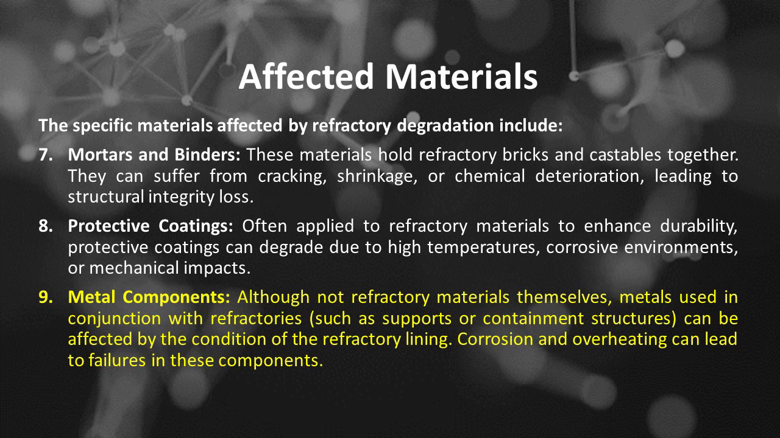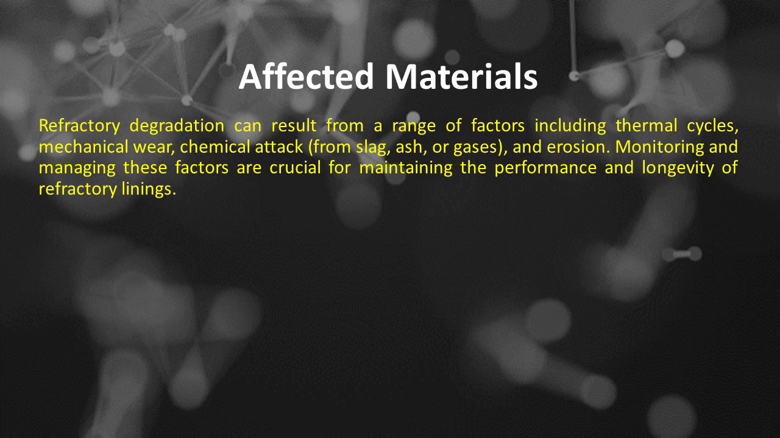Number 9 is metal components. Although not refractory materials themselves, metals used in conjunction with refractories, such as supports or containment structures, can be affected by the condition of the refractory lining. Corrosion and overheating can lead to failures in these components. Refractory degradation can result from a range of factors including thermal cycles, mechanical wear, chemical attack from slag, ash, or gases, and erosion. Monitoring and managing these factors are crucial for maintaining the performance and longevity of refractory linings.